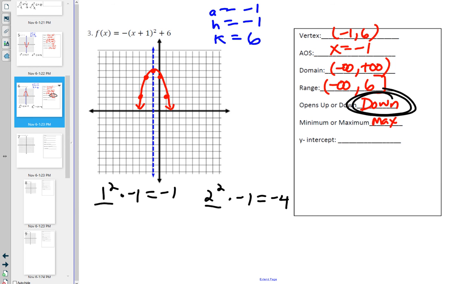Y-intercept here. Oh, very good. Thank you. So the y-intercept, where did that end up being? At 0.5. Good. Thank you. The y-intercept ended up being at 0.5.